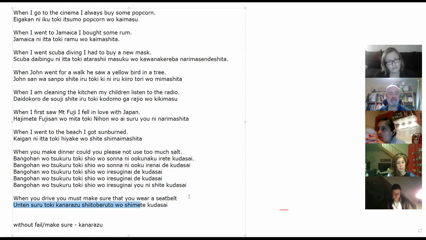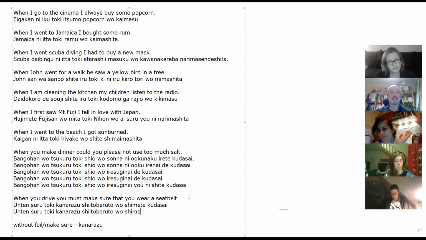Just copy it up to there. Let's do the slightly more, the black belt version, with this shimeru yoni. Good. Shimeru yoni shite kudasai. Very good. Yeah.